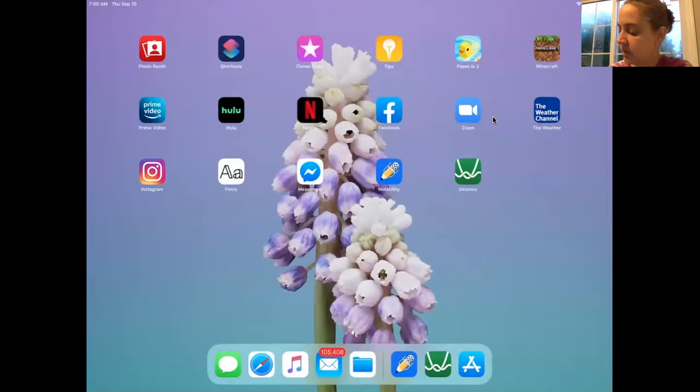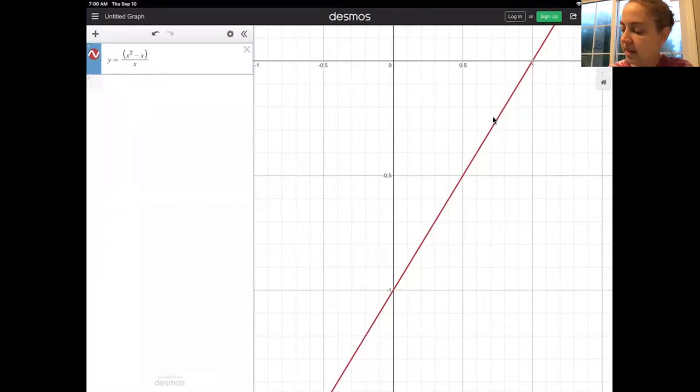But I want to go back to my Desmos graph. So here's my Desmos graph. So I know that the function doesn't exist at 0, but what should it be? What should be the y value of that undefined spot? Well, if you look at the line on this one, it's pretty easy. It should be -1. It should be -1.